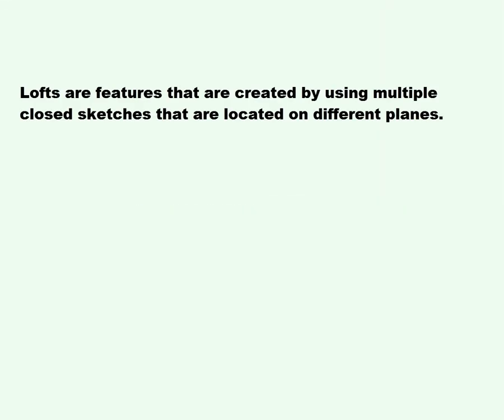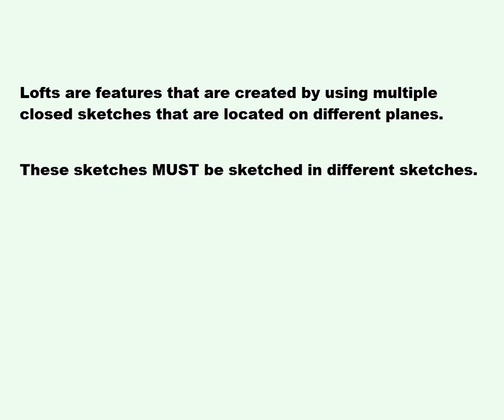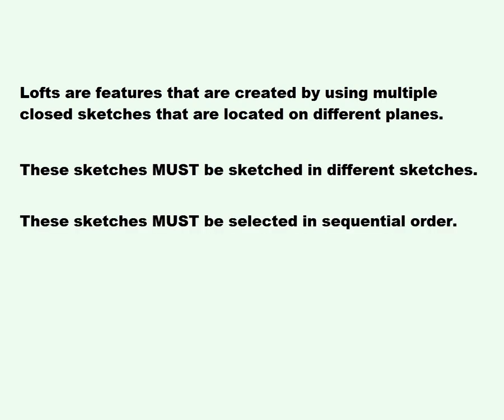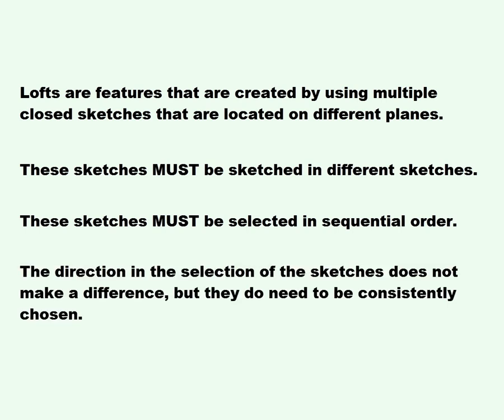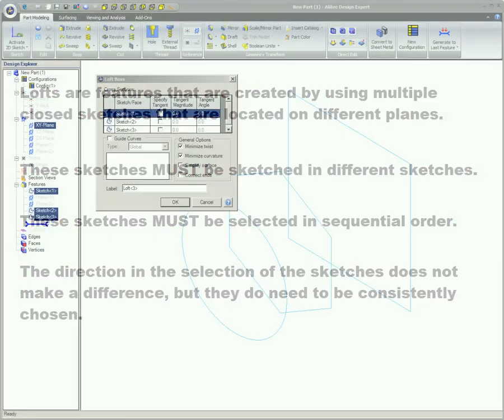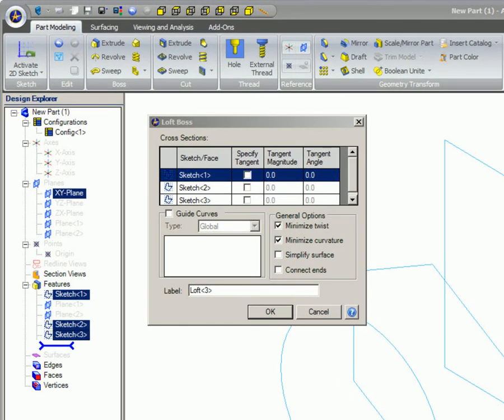This video covered the loft tool. Lofts are features that are created by using multiple closed sketches that are located on different planes. These sketches must be sketched in different sketches. These sketches must be selected in sequential order. The direction and the selection of the sketches does not make a difference, but they do need to be consistently chosen. There are several fine-tuning options available when creating lofts.